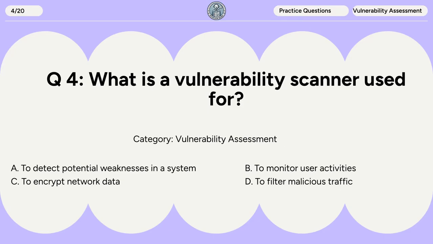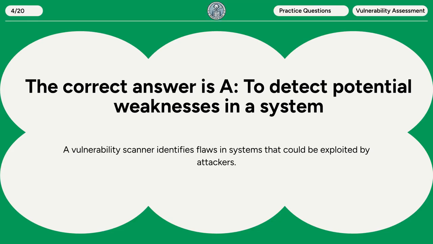Question 4. What is a vulnerability scanner used for? A. To detect potential weaknesses in a system. B. To monitor user activities. C. To encrypt network data. D. To filter malicious traffic. The correct answer is A. To detect potential weaknesses in a system. A vulnerability scanner identifies flaws in systems that could be exploited by attackers.